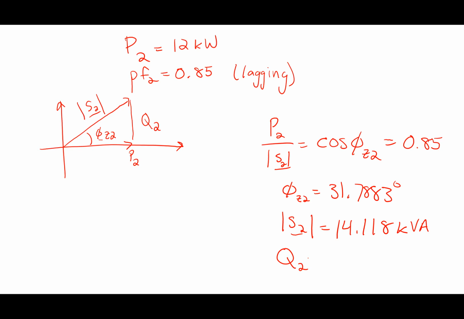Knowing what I know, how would I get the Q? There's a lot of ways to do this, right? I could say that sine is related to opposite over hypotenuse, so Q over the magnitude of S is the sine of that angle. Or what he just suggested, I could use tangent, which is opposite over adjacent, equal to the tangent of the angle. If I go through either of those, I get that the Q is 7.4369 kvar.